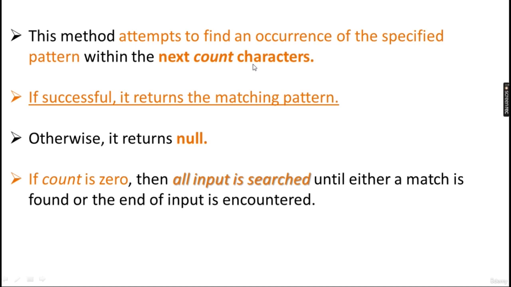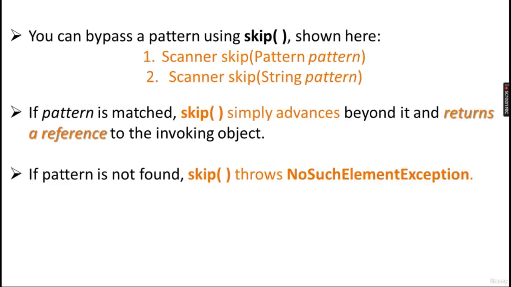Okay. What this method does is attempt to find an occurrence of the specified pattern within the next count characters. So how many counts have you specified? For example, within the next 10 characters, how many times the star has occurred, how many times the string Age has occurred, how many times the space has occurred, or any pattern you are specifying, that is how many times within the next count characters it occurred, it will return. In that next count characters, if it is available, if Age colon is available, occurrence is there, it will return the matching pattern, otherwise it returns null. If count is 0, then all input is searched until either a match is found or the end of input is encountered.